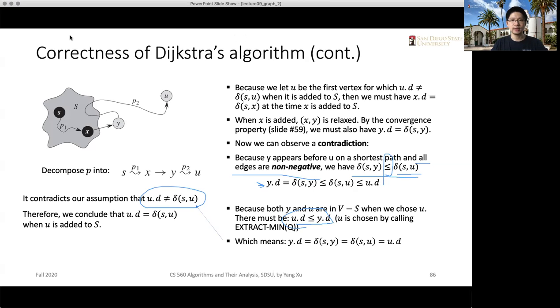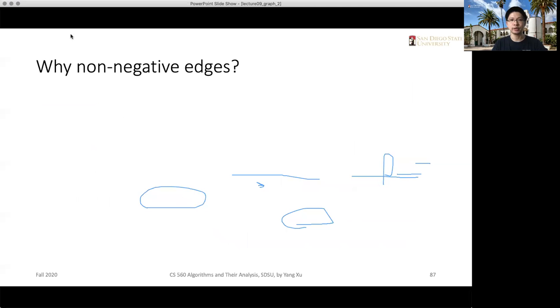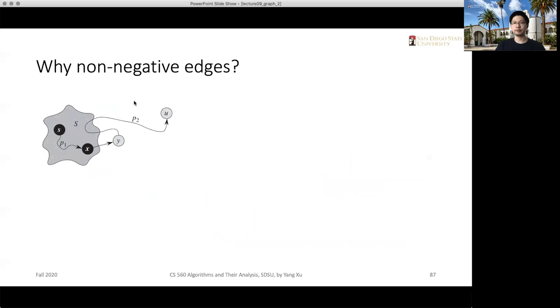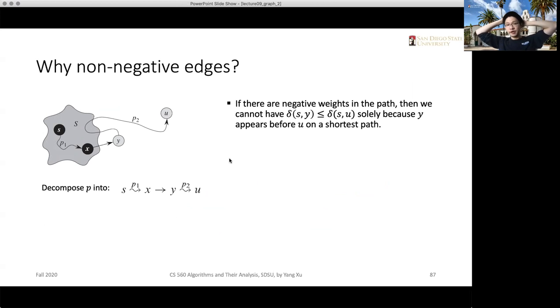So that is how we prove the correctness of Dijkstra's algorithm. And we also showed why it is necessary to have non-negative values for all the edges, right? Because we have the condition that all the edges are non-negative, we can have the inequality here. Y is before u, and since all the edges are non-negative, the d of y should be smaller than the d of u. But if that condition is not satisfied, then we will never have this inequality satisfied.